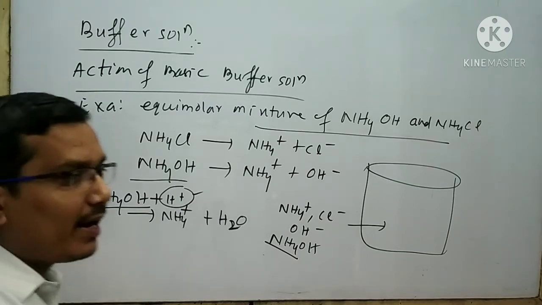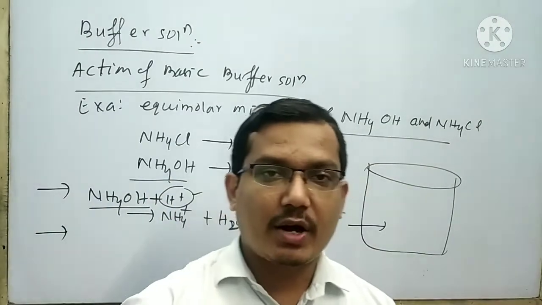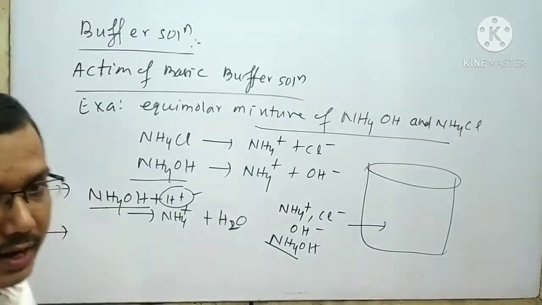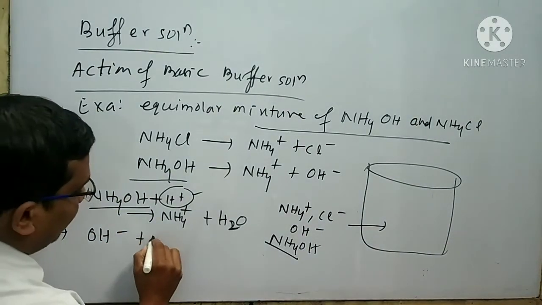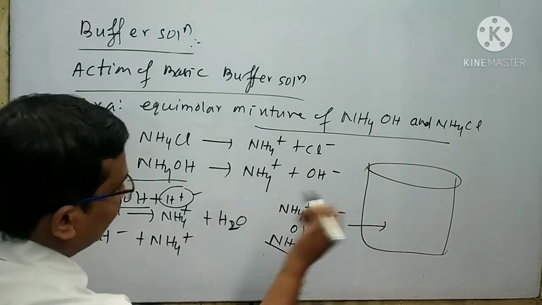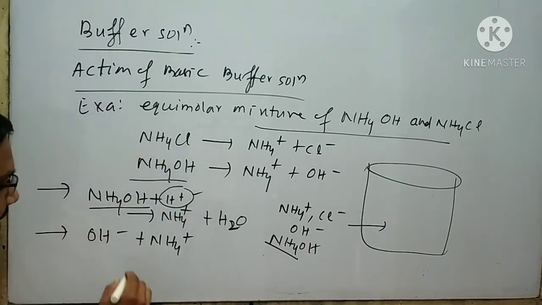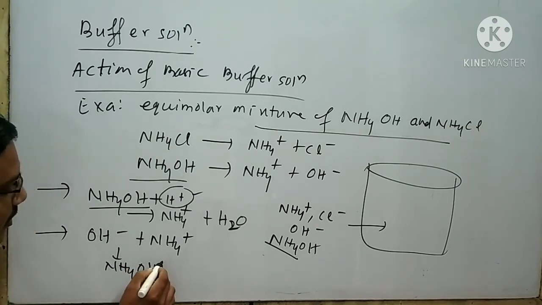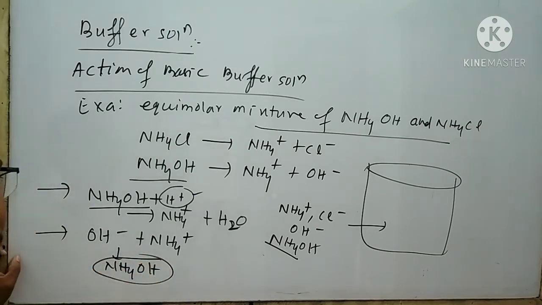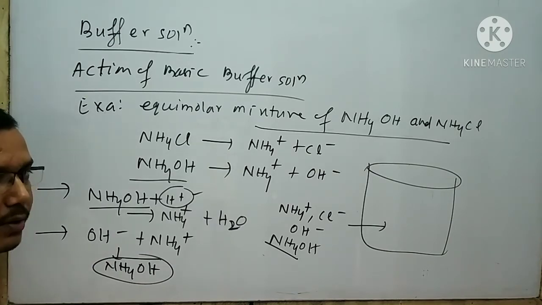Similarly, when I add a few drops of base from the outside, the added OH- ion suddenly reacts with the NH4+ ion which is already present in the buffer solution. As a result, ammonium hydroxide is formed. This ammonium hydroxide will not affect the pH value of this buffer solution.